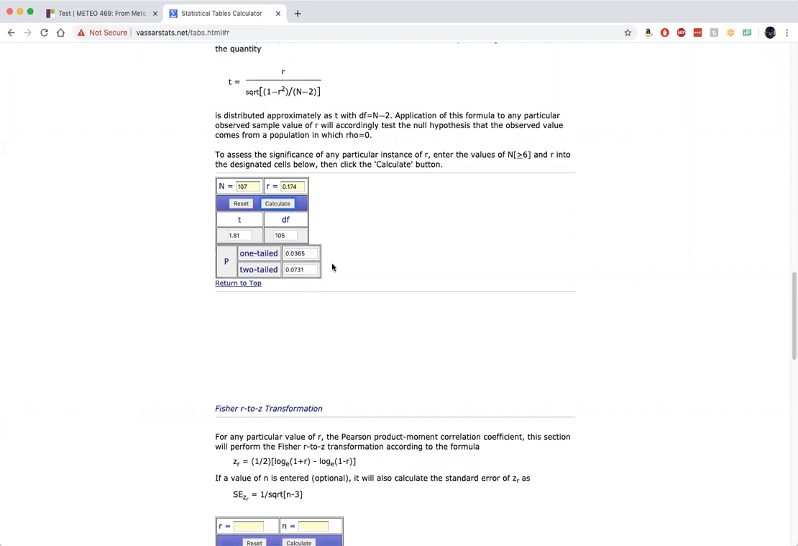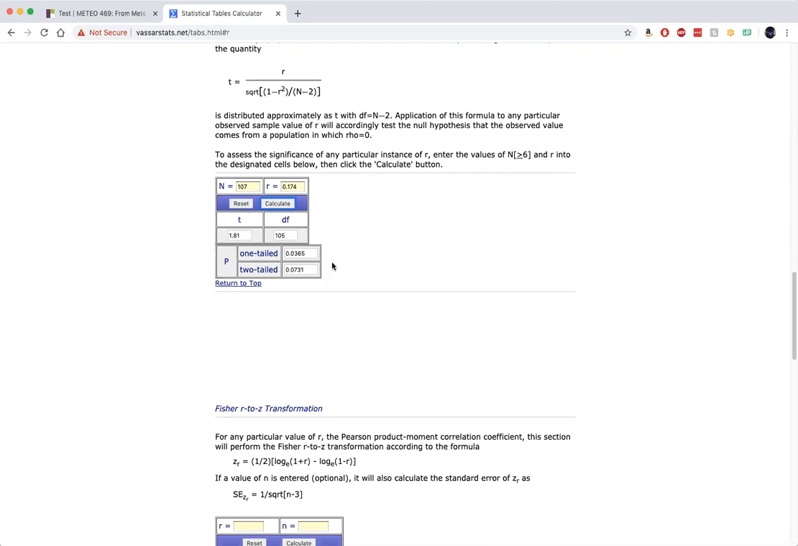So if our threshold for significance were a p of 0.05, the 95% significance level, then that relationship, a correlation coefficient of 0.174 with 107 years of information, would be significant for a one-tailed test, but it would not pass the 0.05, the 95% significance threshold for a two-tailed test.